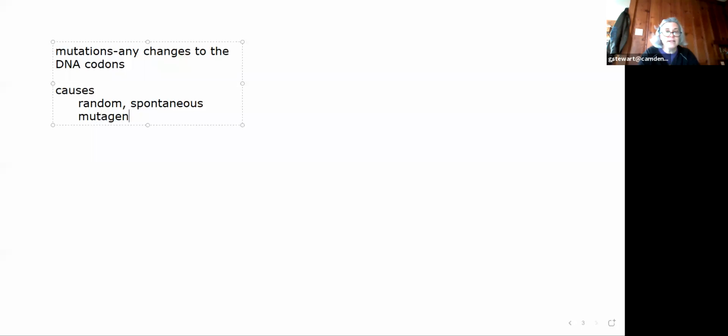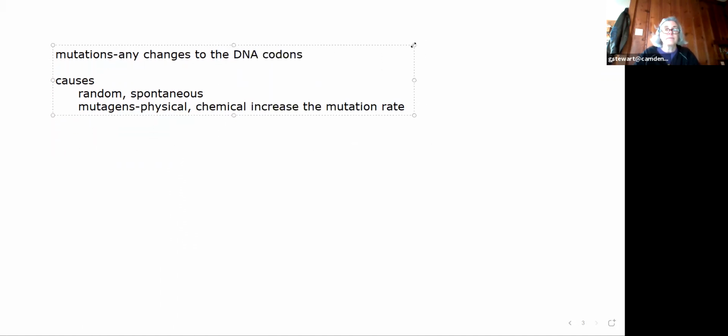And then there are mutagens, which are forces, factors, both physical, like radiation, normally what we think of as a physical mutagen, or a chemical. Those increase the mutation rate. And people measure that and write research papers about that. Those are things that shouldn't be in our food, for example, or the things that we drink, or the water that we consume.